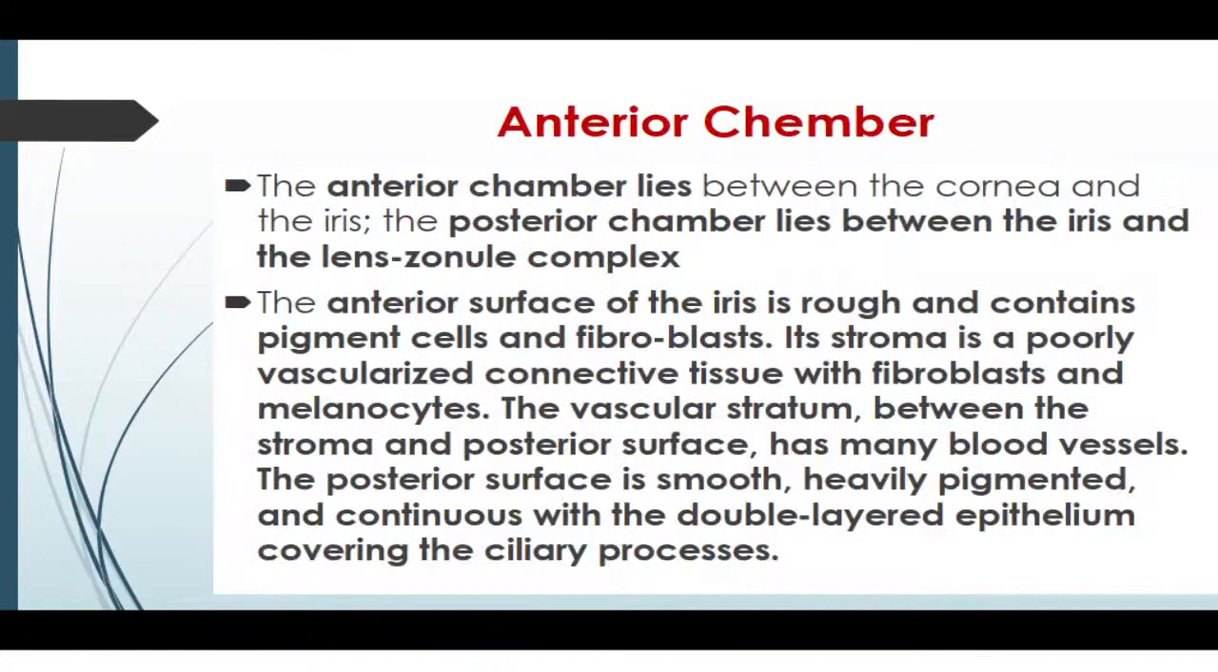Anterior chamber. The anterior chamber lies between the cornea and the iris. The posterior chamber lies between the iris and the lens-zonular complex. The anterior surface of the iris is rough and contains pigment cells and fibroblasts. Its stroma is poorly vascularized connective tissue with fibroblasts and melanocytes. The vascular stratum between the stroma and posterior surface has mainly blood vessels. The posterior surface is smooth, heavily pigmented, and continuous with the double layer epithelium covering the ciliary processes.